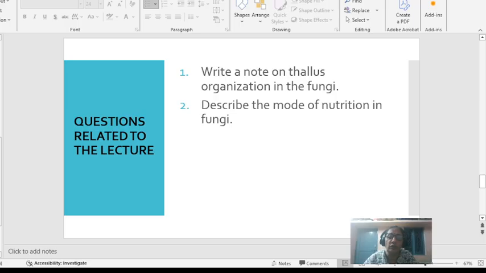So these are the questions related to the lecture on the nutrition and thallus organization of the fungi, where you have to write a note on thallus organization in the fungi and also describe the modes of nutrition in fungi.